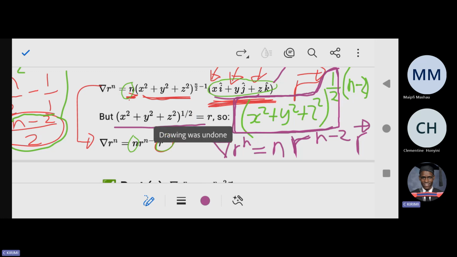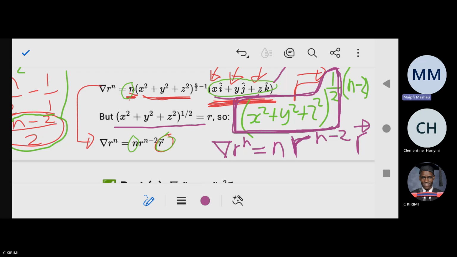That is the one. So how do I replace this whole term, highlighted in purple, even with the half on top? You replace it with just an r, because r is the same as x squared plus y squared plus z squared to the power half. So instead of writing everything there like that, I can replace it by just putting r.